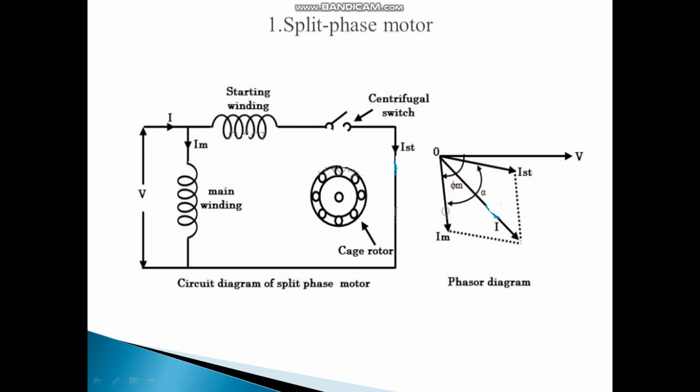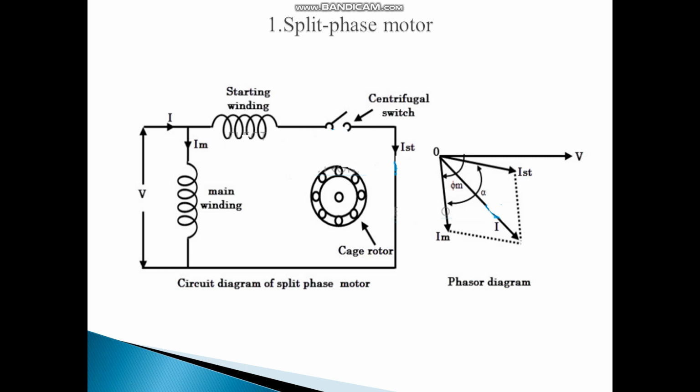Then once the voltage is applied across the motor, the centrifugal switch is closed, and current flows through the starting winding and the main winding. The main purpose of this structure is to produce the rotating magnetic field in the motor. Once the rotating magnetic field is produced, the rotor starts, so the single phase induction motor is self started.